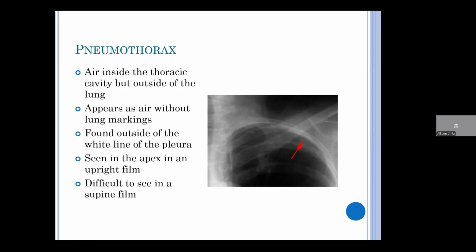This is fairly easy to see in an upright film, as the air will rise. It is more difficult to see if a patient is lying flat on their back.